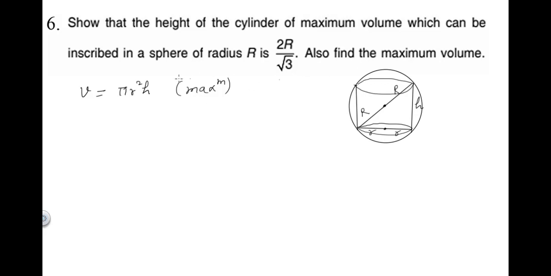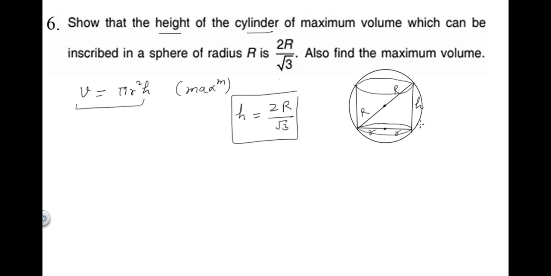Also we have to prove the height of the cylinder. Think carefully: the height of the cylinder, that means h, that can be inscribed in a sphere of radius R is 2R divided by square root of 3. So this is also one of the things that we have to prove. Clear?